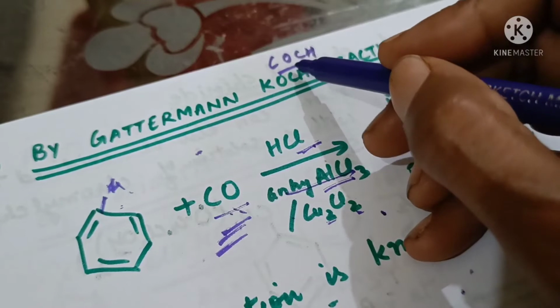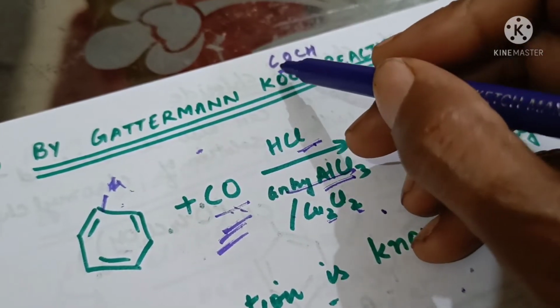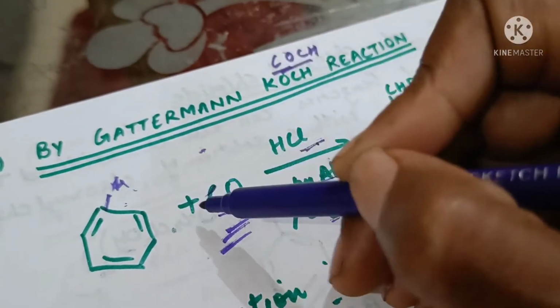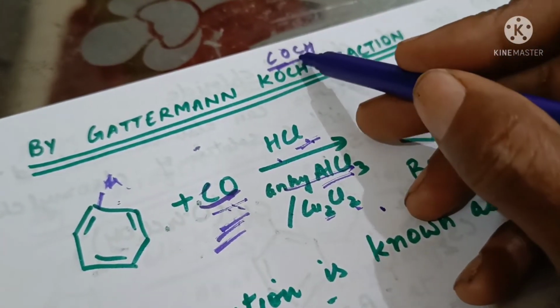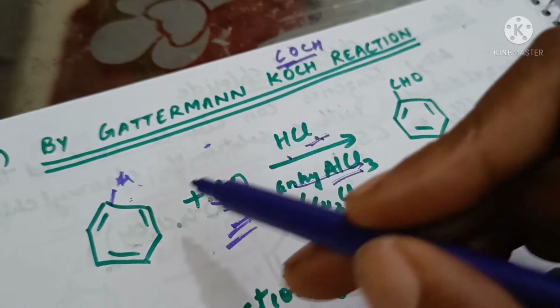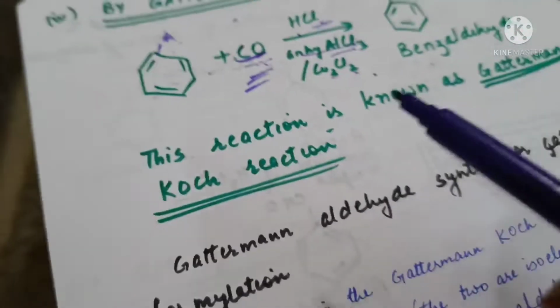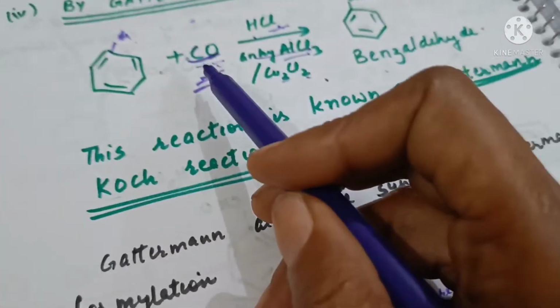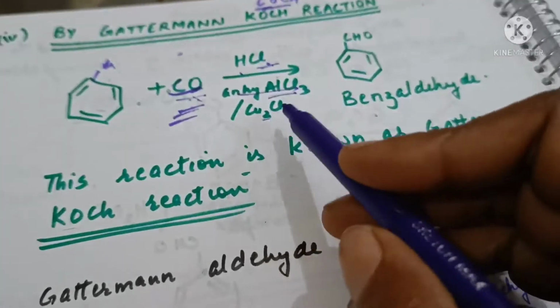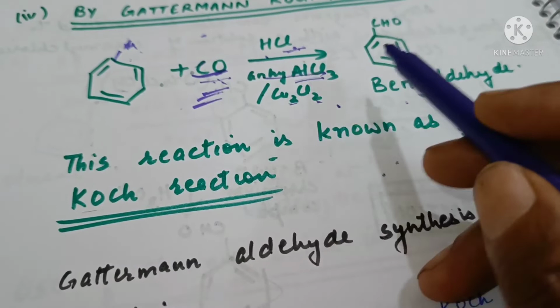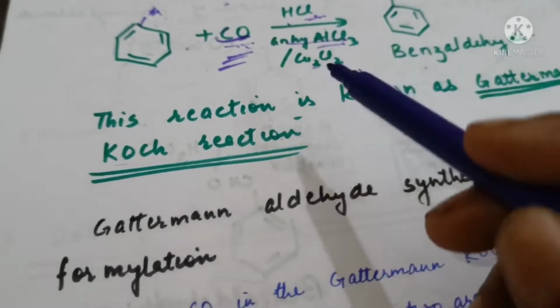So that means there are two reactants, CO carbon monoxide and HCl, C for chlorine and H. Gattermann-Koch reaction. So once again, benzene on reaction with carbon monoxide in presence of hydrochloric acid, anhydrous aluminium chloride or cuprous chloride, benzaldehyde is formed.